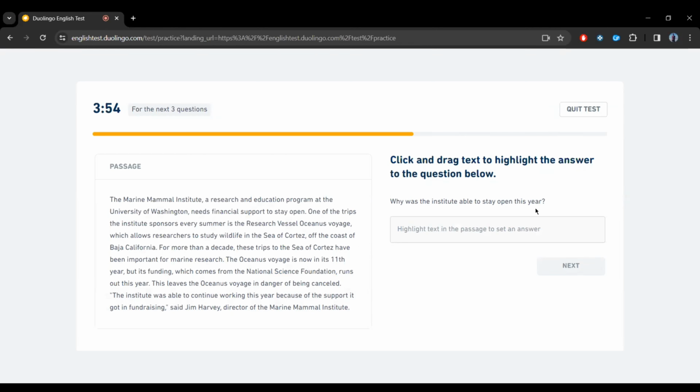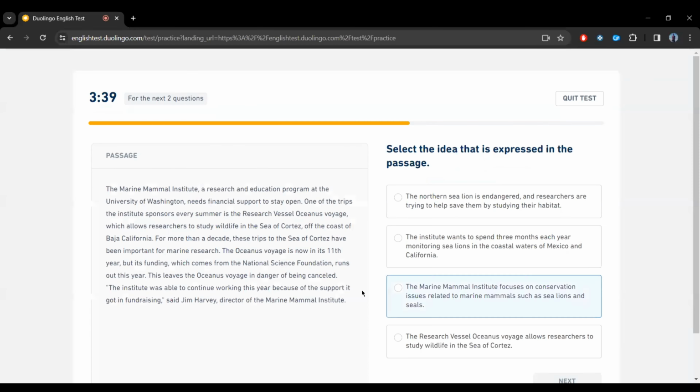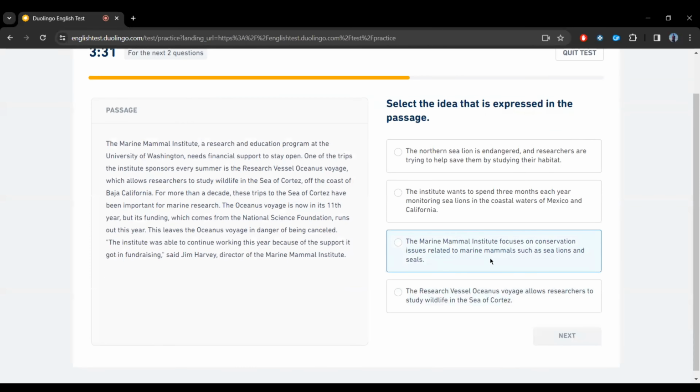Why was the Institute able to stay open this year? Because of the support it got in fundraising. The Marine Animal Institute works on conservation issues. Research is a function of the Institute, to study wildlife in the Sea of Cortez.